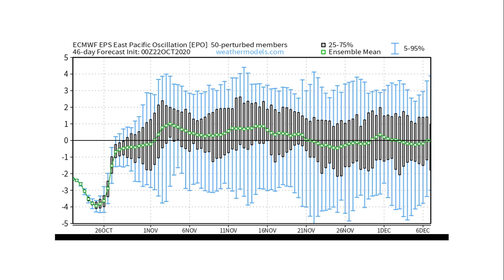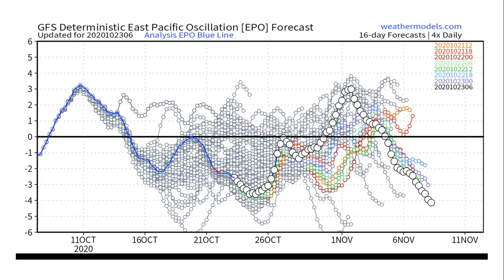European EPO, 50 perturbed members for the 46-day forecast going out to the 6th of December. You'll notice again how the trend is for a positive EPO and then dipping slightly closer to neutral there around the 21st of November and pretty much remaining neutral around that zero line through the early part of December. And then the GFS deterministic EPO forecast, a lot of ups and downs in this particular graphic by the GFS, showing a negative phased EPO becoming positive by the last few days of October into early November before taking a major dip there beyond the 6th of November.